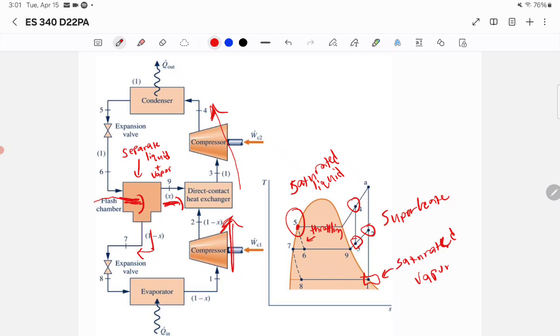We come back, we go through 6 where it gets separated out, right? So 9 is the vapor, and 7 is the saturated liquid when we separate it out. So you actually have some flow going both ways, and another throttling process from 7 to get back down to 8. Okay, at a lower temperature.